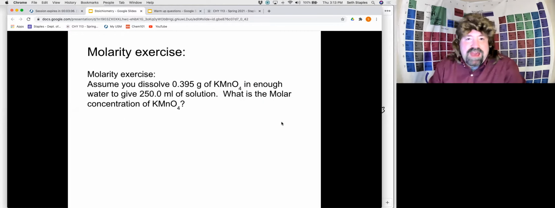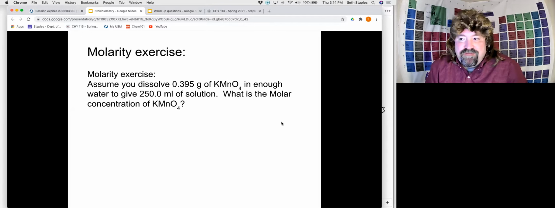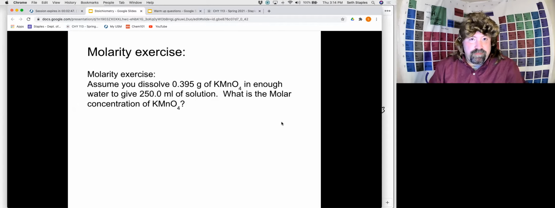And so let's look at an example here. If we dissolve 0.395 grams of potassium permanganate in enough water to give a final volume of 250 milliliters of solution, we want to know what the molarity of that solution is going to be. So go ahead, if you think you can do this, and you have the tools. I've taught you all the tools now to be able to do this. Go ahead and pause the video and see what you can come up with, and then we'll look at the solution.